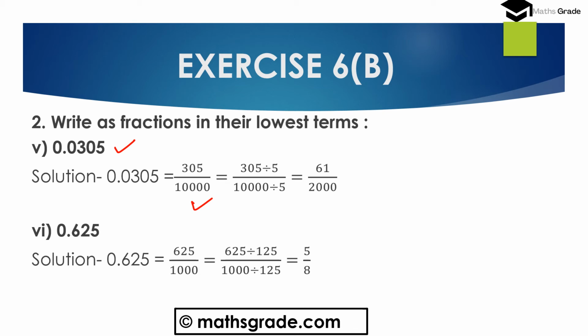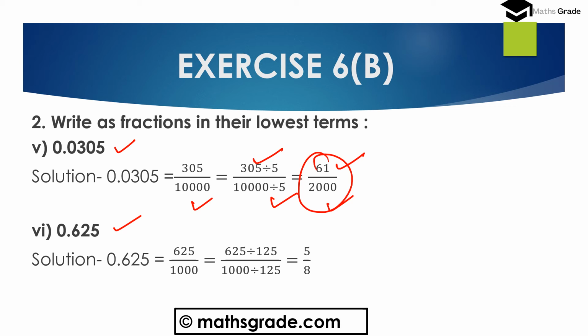So divide numerator 305 and denominator 10,000 by 5. 305 divided by 5 is 61, and 10,000 divided by 5 is 2,000. Now 61 divided by 2,000 is the lowest term or the simplest form of the fraction 305 divided by 10,000, or the decimal 0.0305. Now sixth part, 0.625.